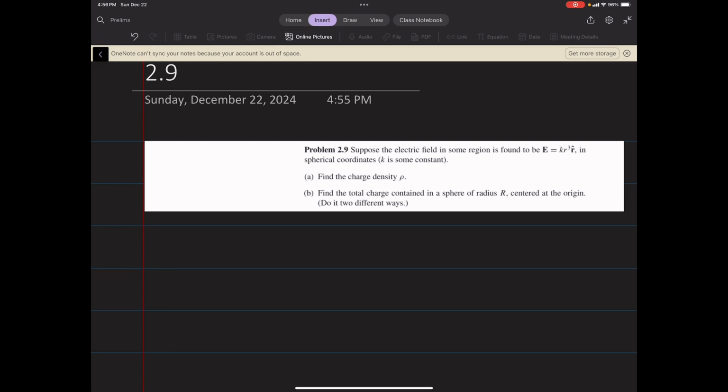Okay, so this is problem 2.9 out of Griffiths Electrodynamics.